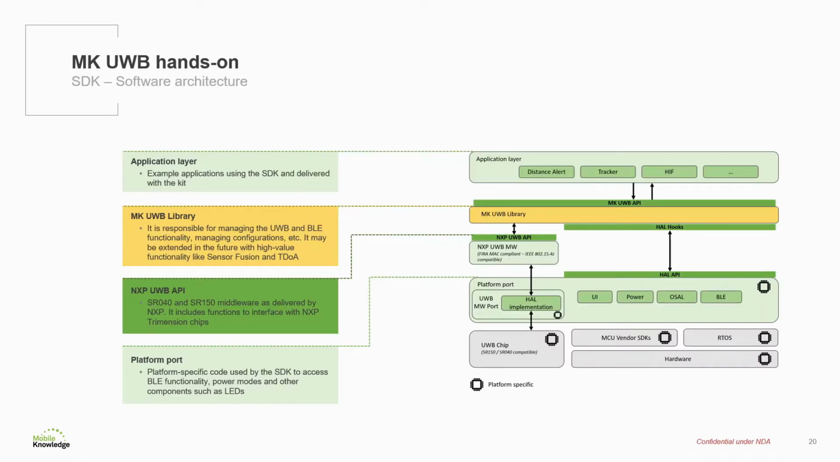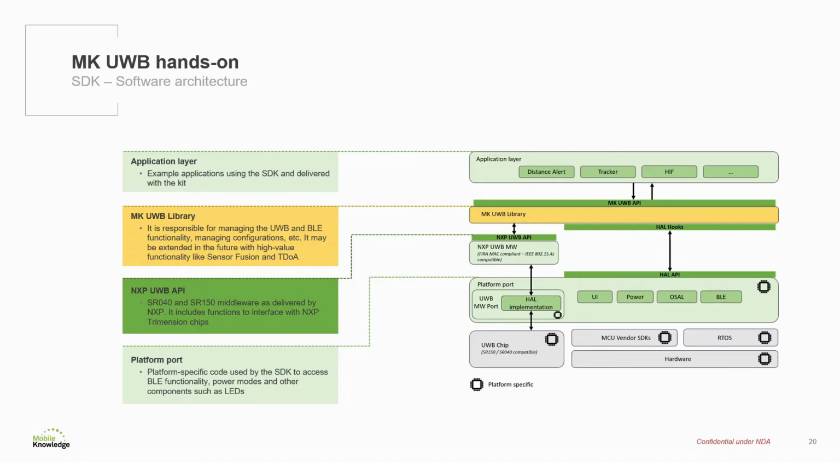The MK Ultrawideband SDK and the included demo project make it easy for you to get acquainted with the toolchain and flatten the learning curve. The application layer contains example applications using the SDK and they are delivered with the kit. The MK Ultrawideband library is responsible for managing the ultrawideband and BLE functionality, managing configurations, etc. It may be extended in the future with high-value functionality like sensor fusion and TDOA.